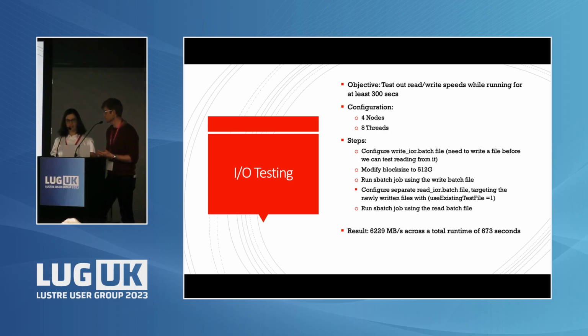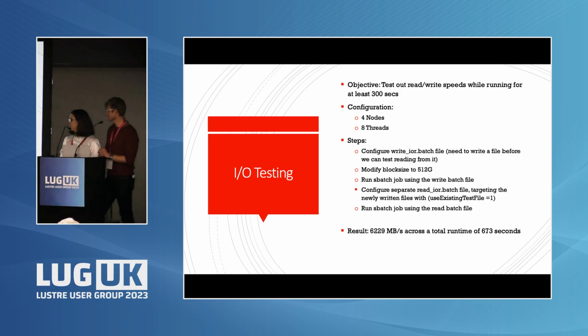From then, we started tinkering with the block size. We modified it all the way up to 512 gigabytes to satisfy the requirement of running for 300 seconds. Then we did the read test on top of that, using the existing test files written by the first write test, running the same batch job over them. We got 699 megabytes per second. It looks pretty good, but we wish we had more time to test it. Same with the other challenges: we wished we had more time, but we learned a lot in all of them.